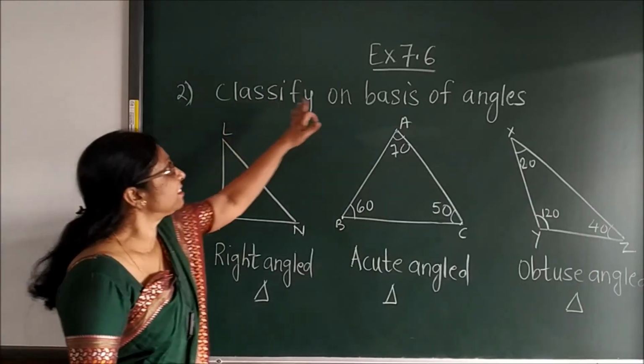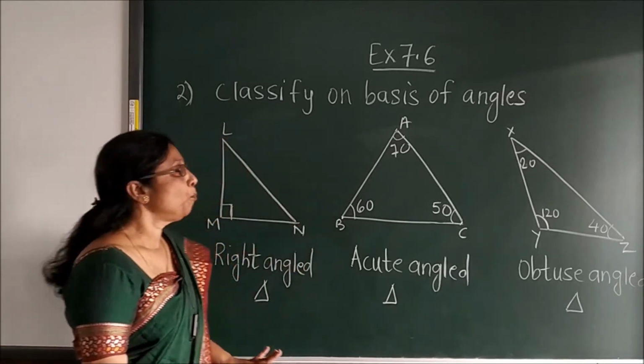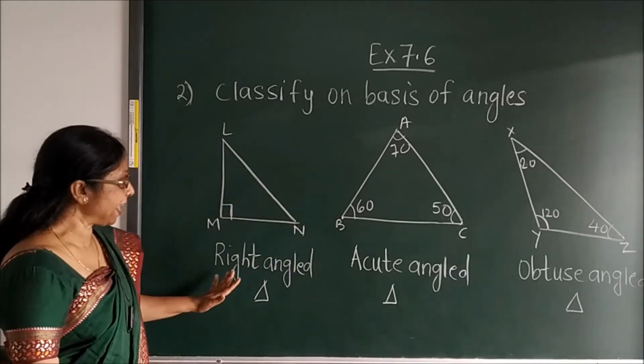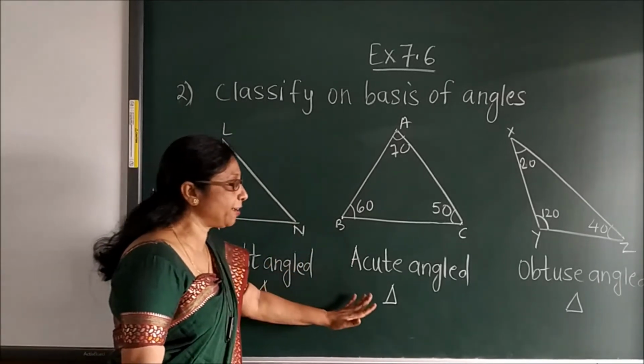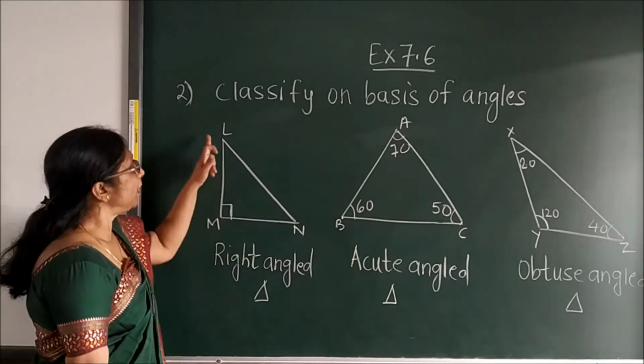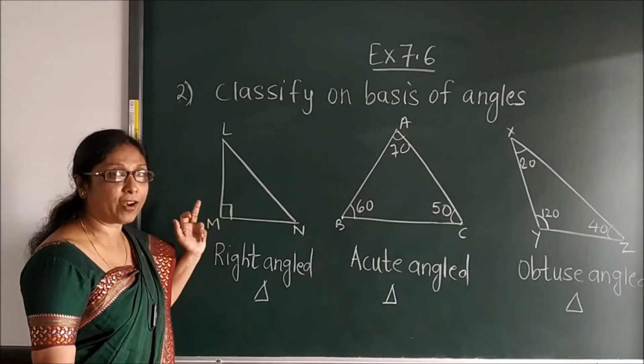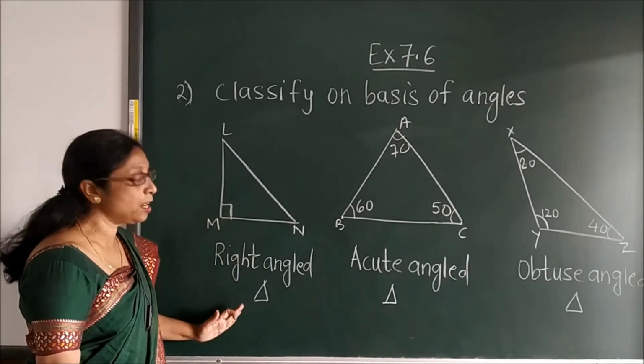Now here in exercise 7.6, second sum, classify on the basis of angles. There are 3 different types: right angle triangle, acute angle triangle, obtuse angle triangle. We have already seen that. Now here in the figure you see, this sign indicates right angle, 90 degrees. That is a right angle, so it is a right angle triangle.